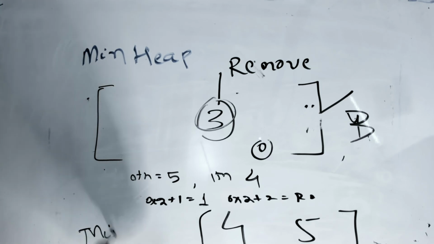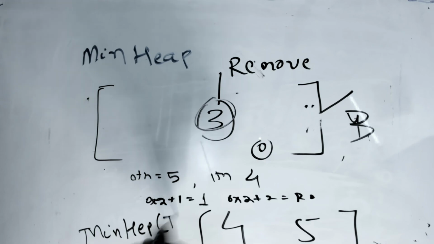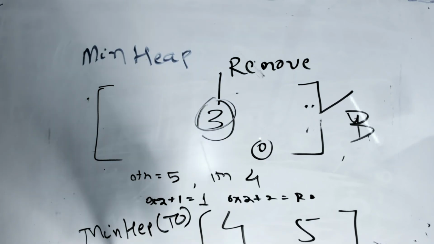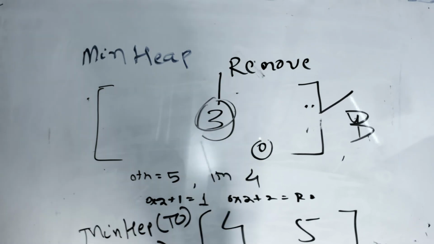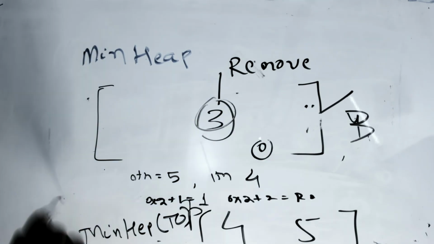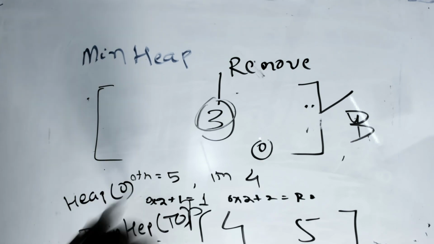So whenever we want the minimum item of the heap, we just have to take heap of 0. Heap of 0 will always give us the minimum item of the array. And if it's a max heap, that will always be the max item of the array.